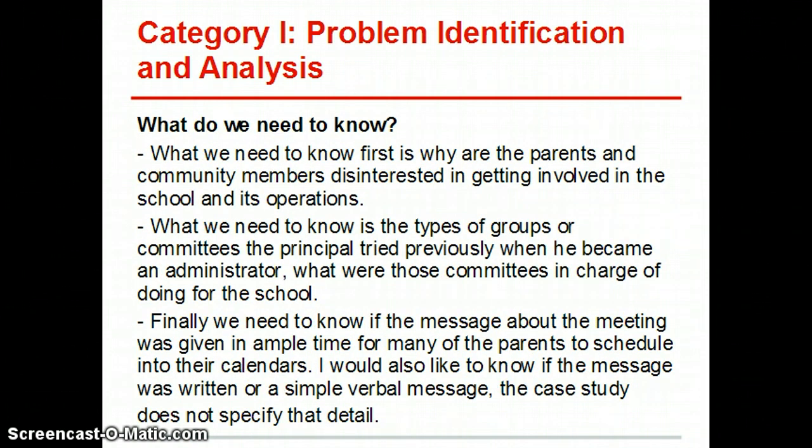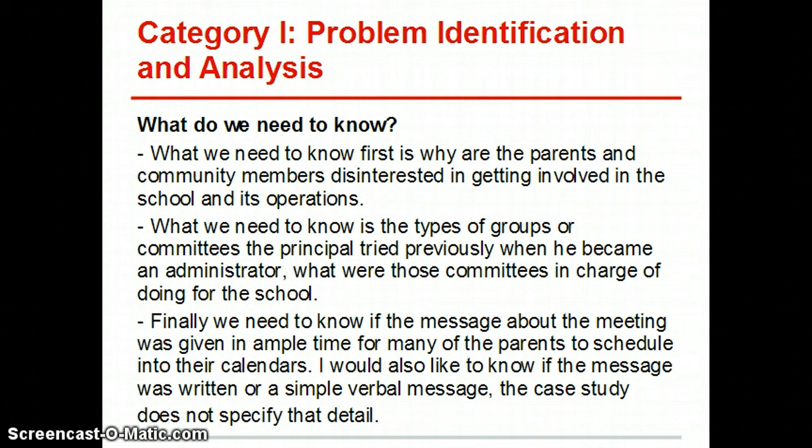What do we need to know, or what would we like to know? What we need to know first is why the parents and community members are so disinterested in getting involved in the school and its operations. What we need to know is the types of groups or committees the principal tried previously when he became an administrator. What were those committees in charge of doing for the school?